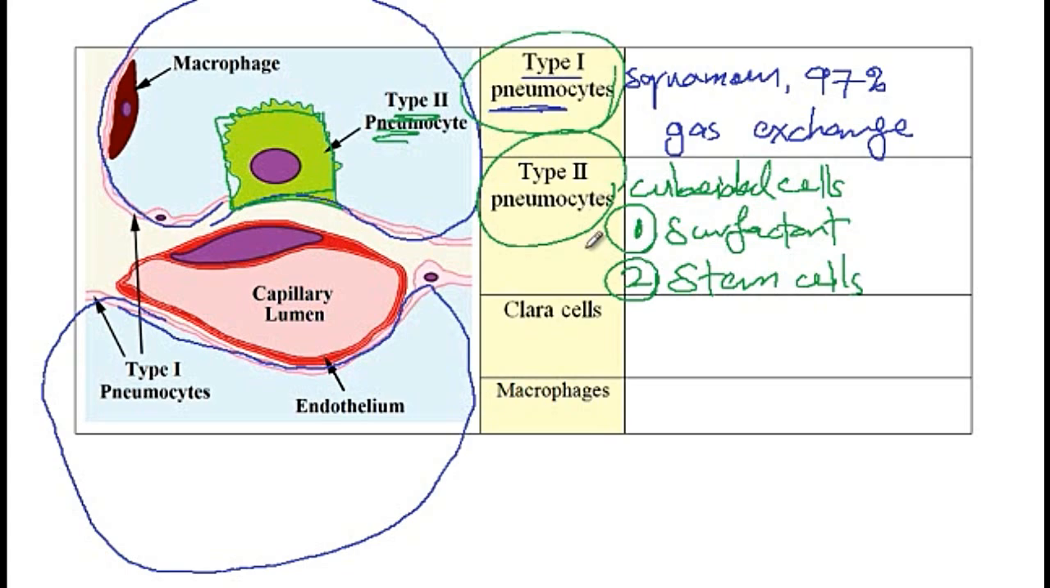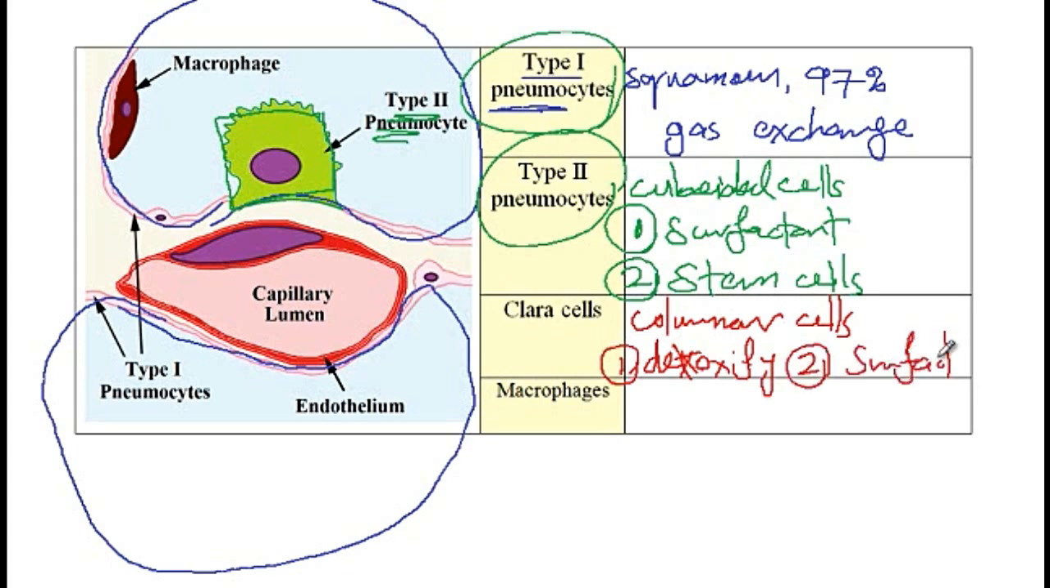The next type of cells are Clara cells, which are columnar cells that will detoxify toxins and also produce some of the components of the surfactant. And then finally we have macrophages, which are involved in the removal of the particles.